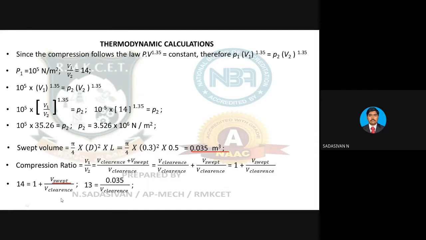So 13 equals, taking this 1 to the left side, so it becomes 13. 13 equals 5.35 by clearance volume. So clearance volume equals 5.35 divided by 13, which is 0.0027 meter cube. It's the clearance volume of my cylinder. Okay, let's move on. I hope everybody is following up to this. Please open your mic and ask if you don't understand something then and there.